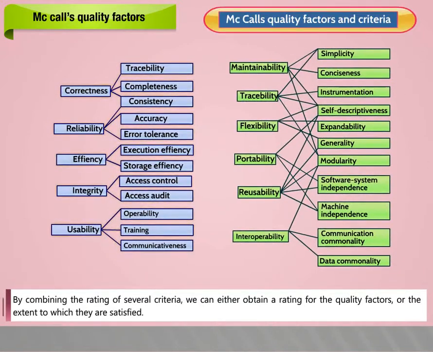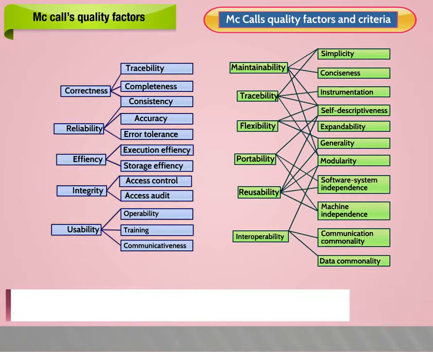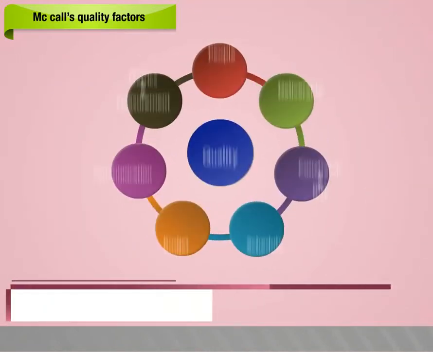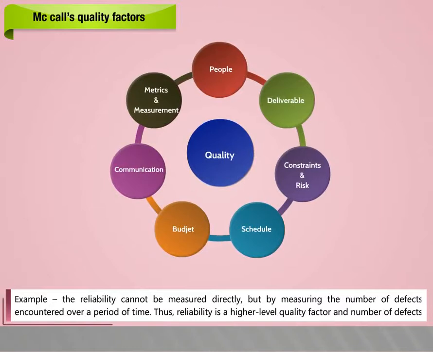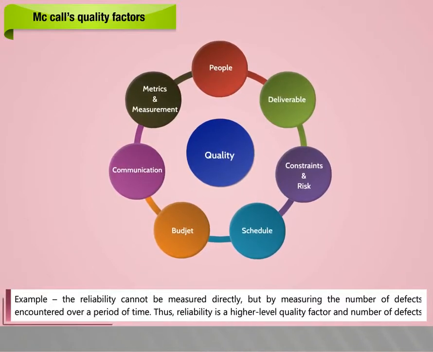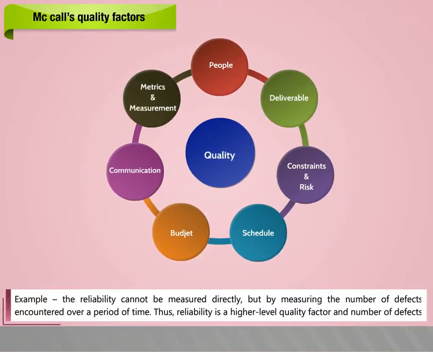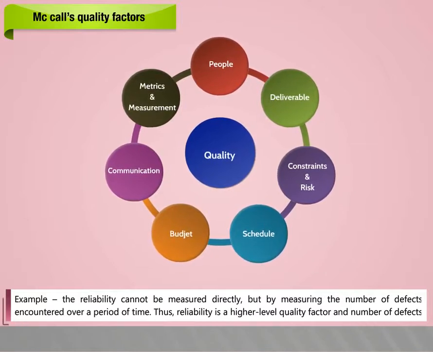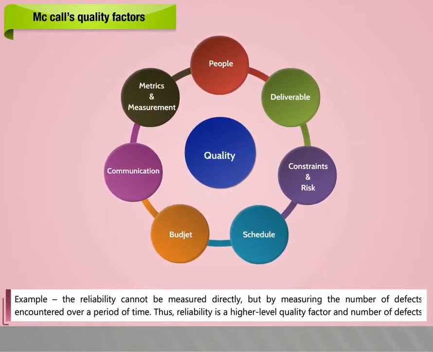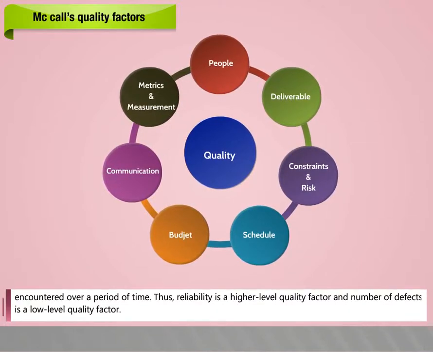By combining the rating of several criteria, we can obtain a rating for the quality factors, or the extent to which they are satisfied. Example: reliability cannot be measured directly, but by measuring the number of defects encountered over a period of time. Thus, reliability is a higher level quality factor and the number of defects is a lower level quality factor.